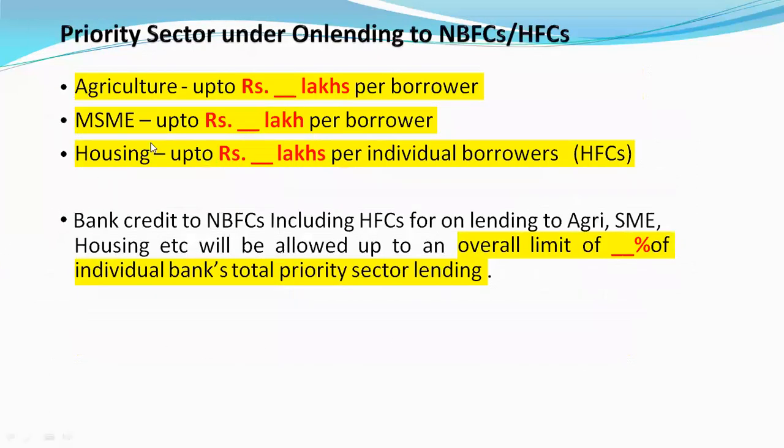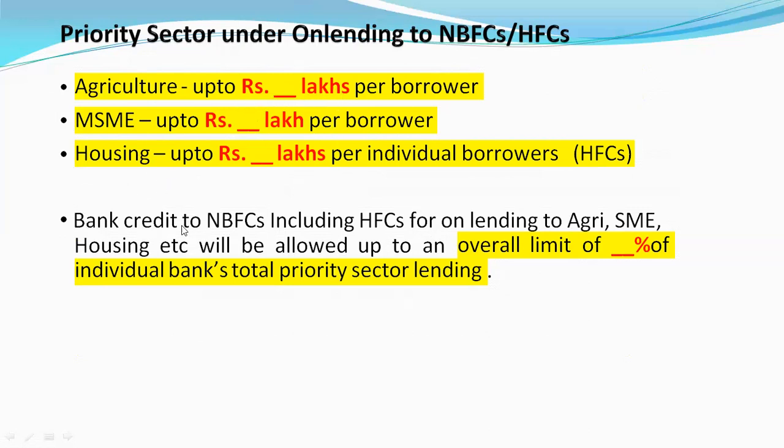नेक्स्ट इज एग्रीकल्चर प्रायोरिटी सेक्टर अंडर ऑन लैंडिंग. तो फ्रेंड्स ऑन लैंडिंग कई बार जो बैंक है वो अपने एंड पे जो है प्रायोरिटी सेक्टर लैंडिंग के टारगेट्स अचीव नहीं कर पाती है, देन दे गिव द लोन टू NBFCs एंड HFCs. ओके, हाउसिंग फाइनेंस कंपनीज. तो यहाँ पे ऑन लैंडिंग के लिए क्या कैपिंग है दैट वी विल सी. फॉर एग्रीकल्चर अप टू डैश लाख पर बोरोवर, MSME अप टू डैश लाख, हाउसिंग अप टू डैश लाख. तो यहाँ पे आपको बताना है what is the capping.